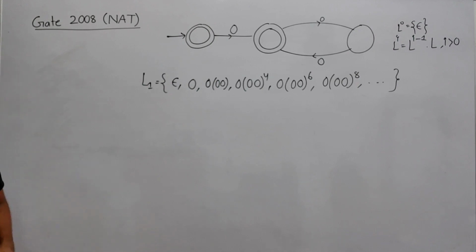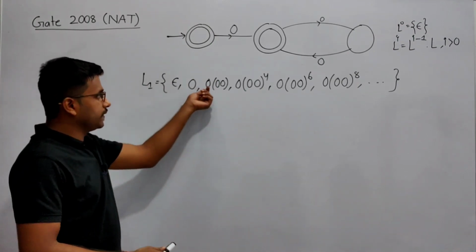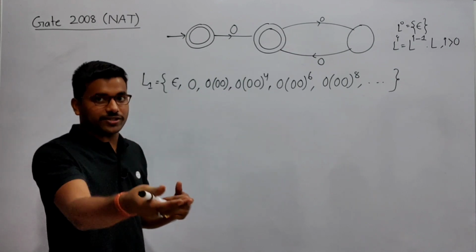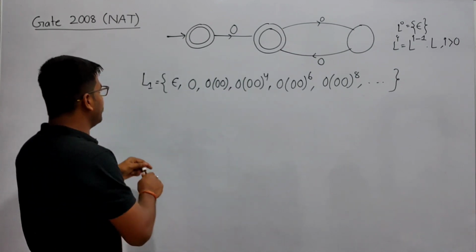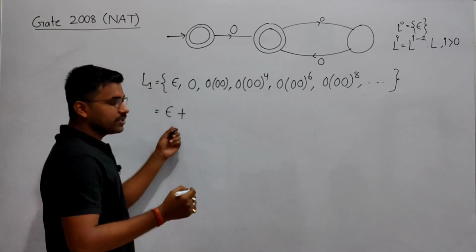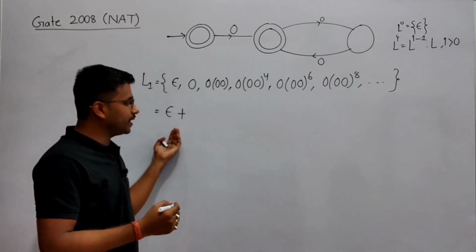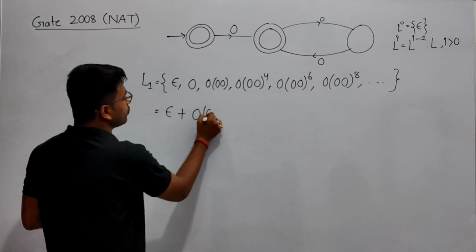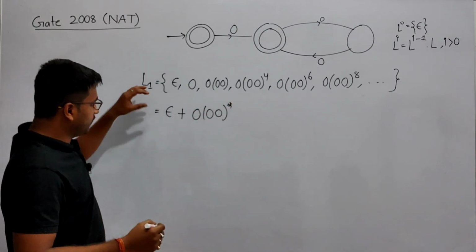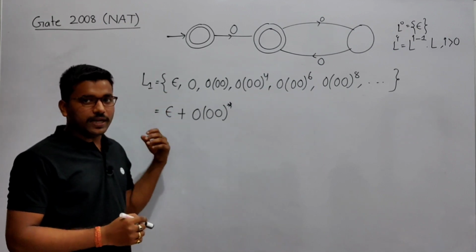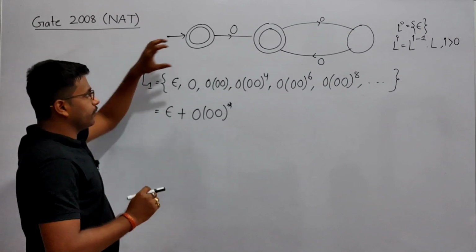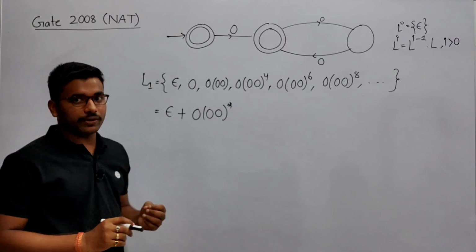If you see here, it is containing epsilon, 0, then 2 zeros, 4 zeros. After 1 zero, it is having the repetition of 2 zeros. So it is containing epsilon, then plus, which means or, it is either containing epsilon or 0, then 0 0 star. Why? See, this is a regular expression. I am writing in terms of regular expression, which I will teach you. But for this language you require a little bit of knowledge of regular expression.